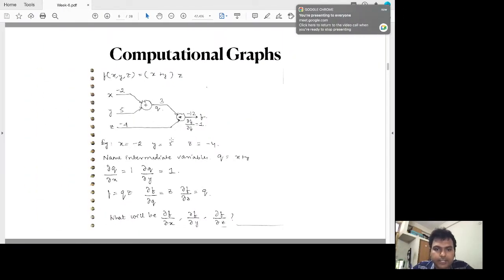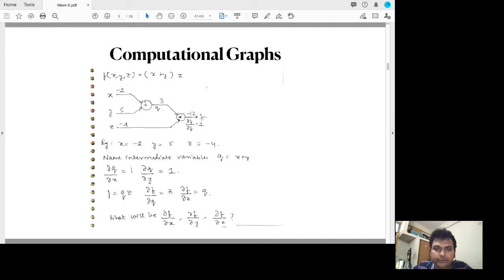Now since q equals x plus y, dou q dou x will turn out to be 1 and dou q dou y equals 1. For dou q dou x, y is constant, so it is just the derivative of x plus y with respect to x, and therefore it is 1. Similarly, dou q dou y is also equal to 1.